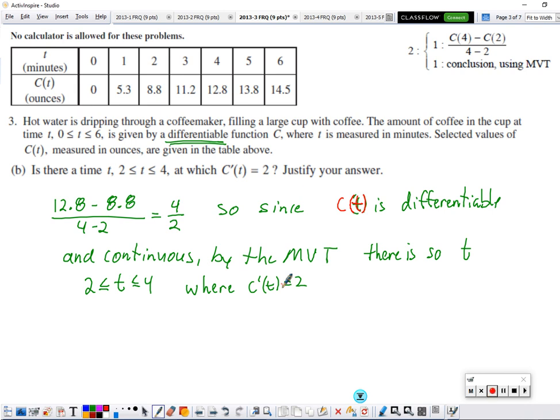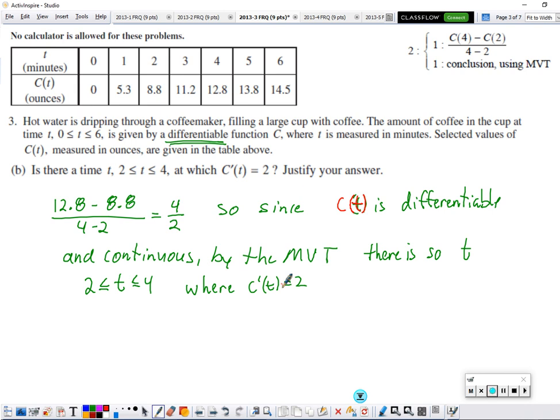You are remembering one thing that's good though. You're remembering that whole idea, which to me is more important: the idea that you can always approximate an instantaneous rate with an average rate. Between 2 and 4, C prime of t must be... Then you should ask me.